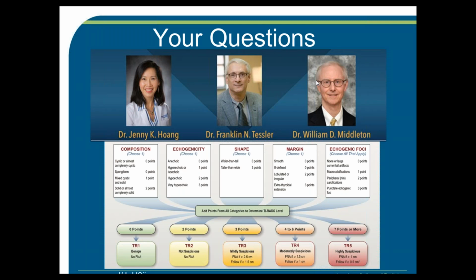I understand that some people are uncomfortable doing that, but as Bill mentioned and as I mentioned earlier, in the intermediate category, say TR4, which is actually higher than intermediate, it's almost the highest category, the risk of cancer is still fairly low. Even based on Bill's study, even at 6 points, the risk of cancer was less than 13%. And in the highest category, TR5, we're recommending follow-up of very small nodules.